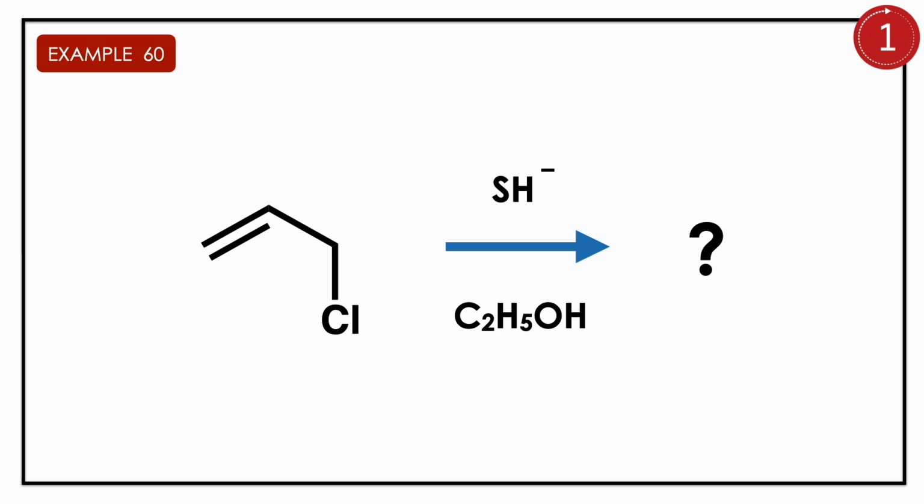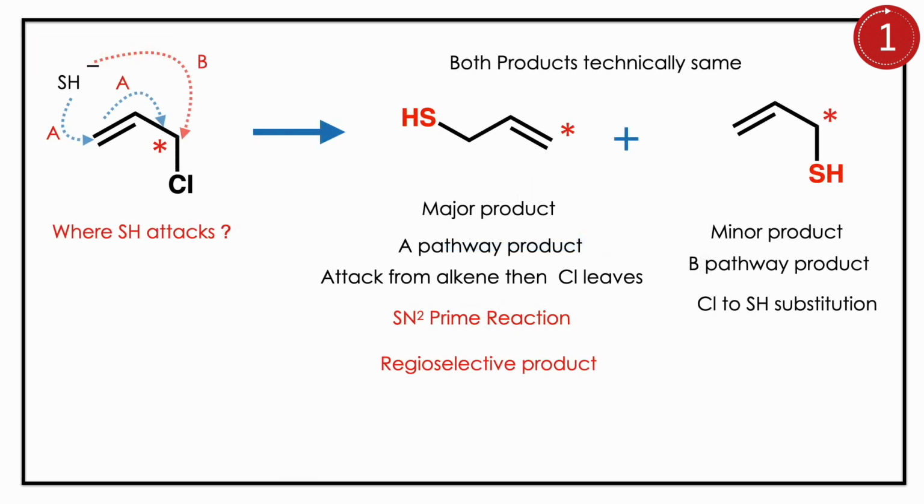Then the next example, you have allyl chloride with SH nucleophile in ethanol. You should find what will be the final product. Here you have an alkene and you are attacking with a nucleophile. So direct replacement and the SN2 prime mechanism are possible. It's basically the competition between SN2 and SN2 prime. To identify the difference, I have given the star here.